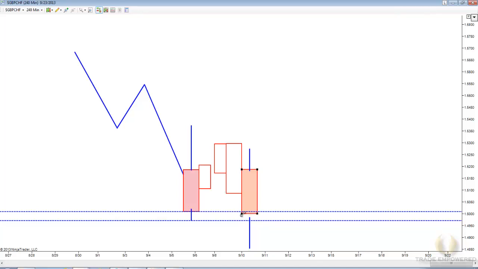If we get a valid signal, how do we enter? Well, we enter next bar market. So as soon as this bar closes, and again, it's very important we wait for the close, as soon as this bar closes, we would then decide to enter next bar market and look for the reversal.